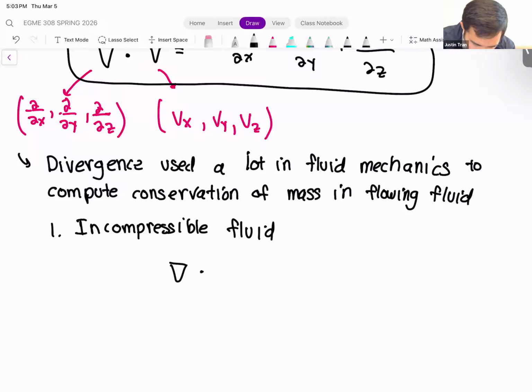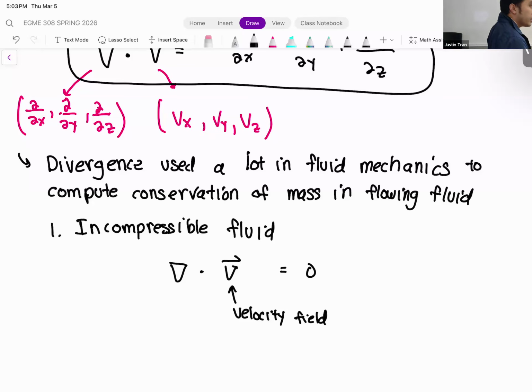The formula for conservation of mass here is very simple. You're going to take the divergence of the vector field, of the velocity field, excuse me. And then what you're going to say is that the divergence of the velocity field for an incompressible fluid is equal to 0. So if your fluid is mass conserving, then it should satisfy this equation.